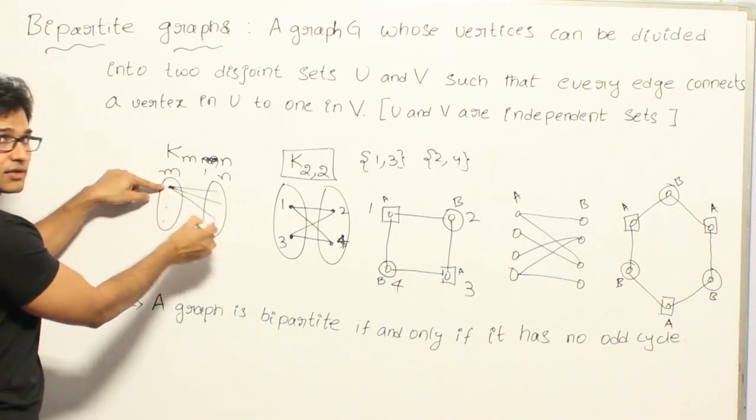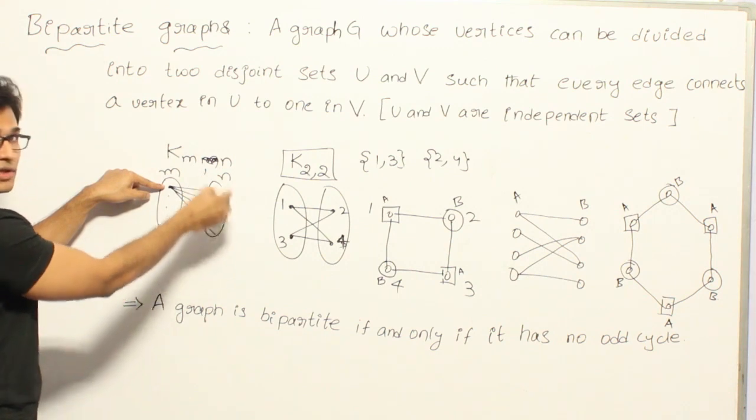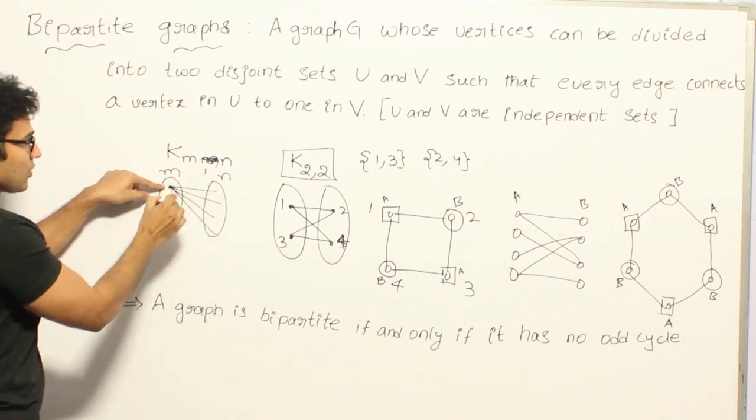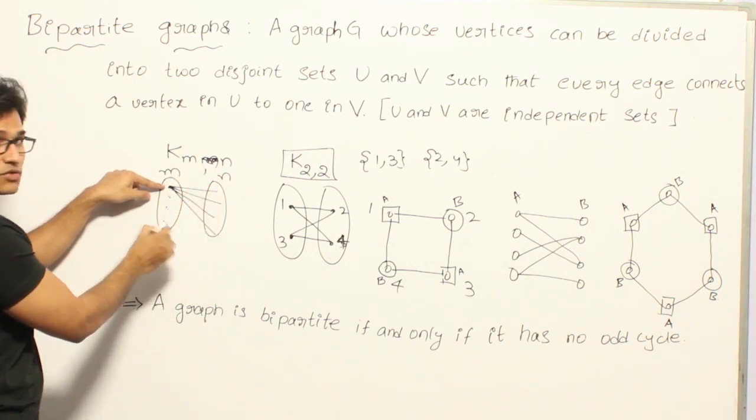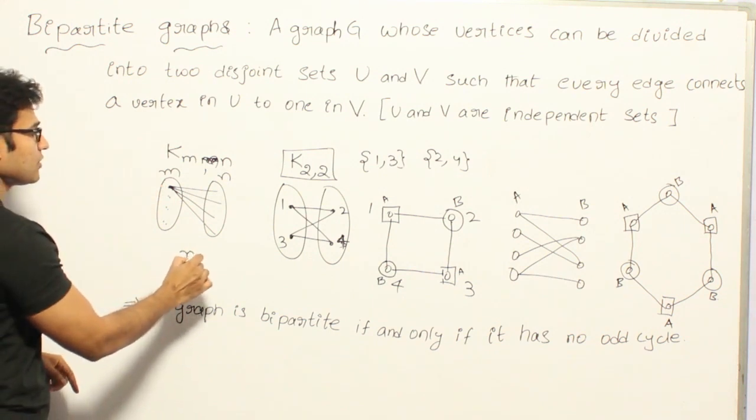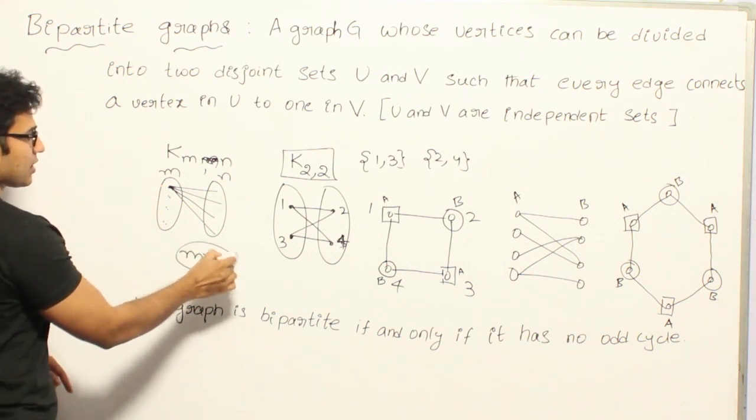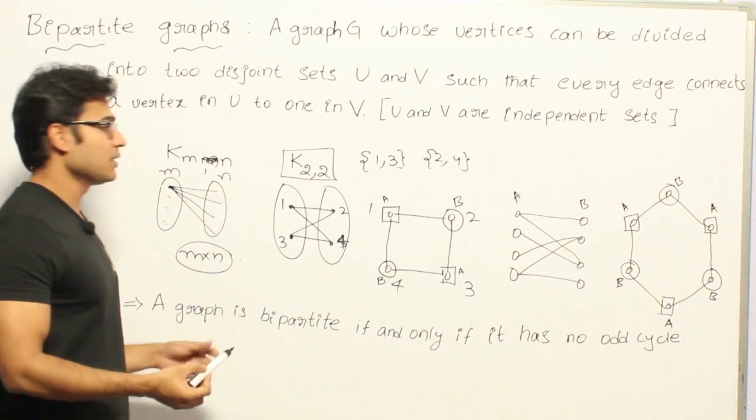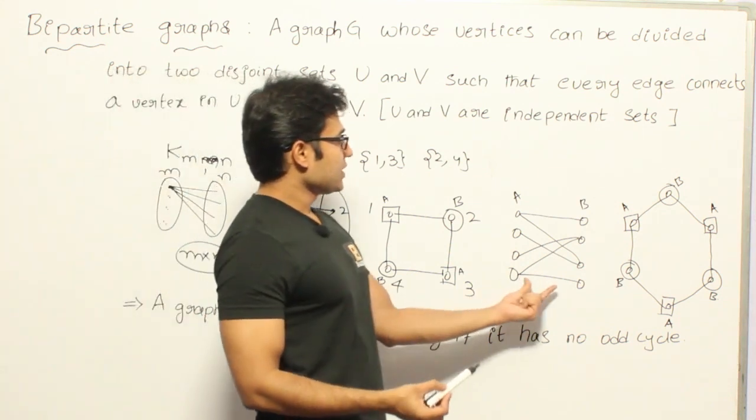n edges, isn't it? So that it is adjacent to everyone here, right? Therefore n plus n plus n plus n and so on, m times. So m into n will be the total number of edges in a complete bipartite graph. Got it? Okay. Now look at this example.